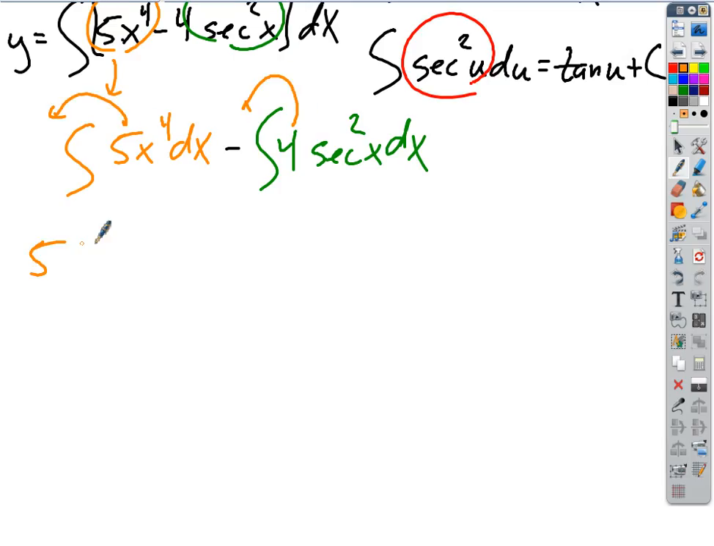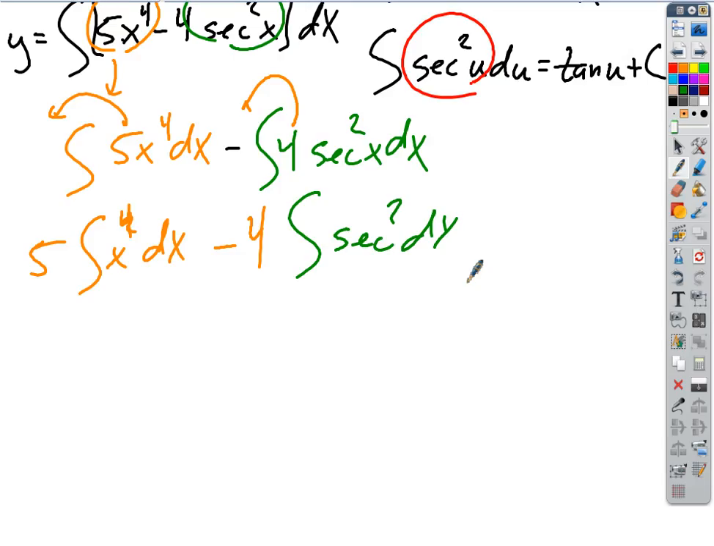So I've got 5 times the antiderivative of x to the 4th dx minus 4 times the antiderivative of secant squared x dx. Right? Just slow down. We want to have the constant out front because it simplifies it. Then it starts to look like one of our standard forms. We never have constants in the standard forms. Shouldn't that be secant squared x dx? Yes. There you go. Good.